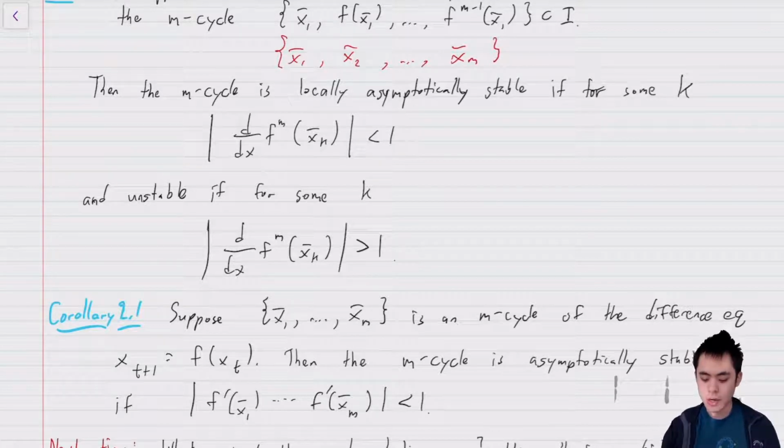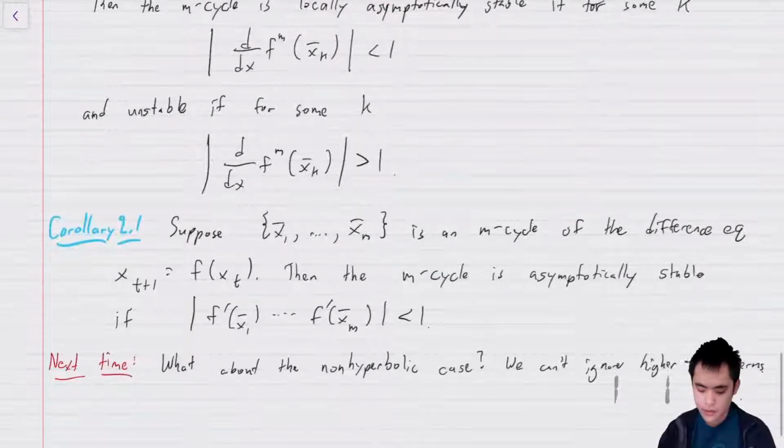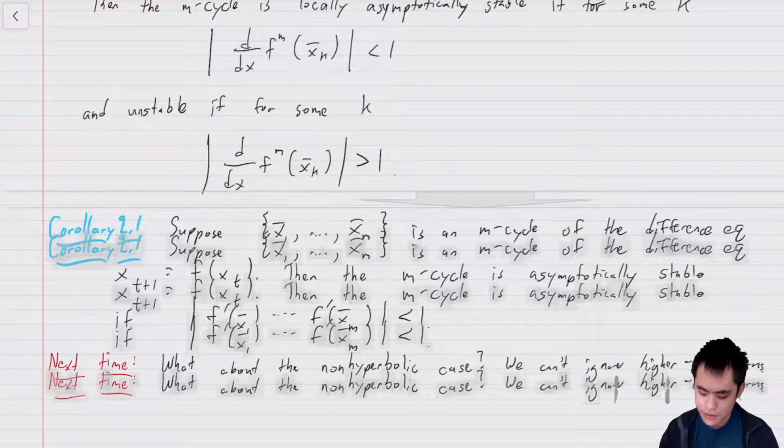Why is this? Well, it's because it actually turns out that if it's true for one of them, it's true for all of them. Let's prove that using the chain rule, just so that we remind ourselves of some of our calculus.